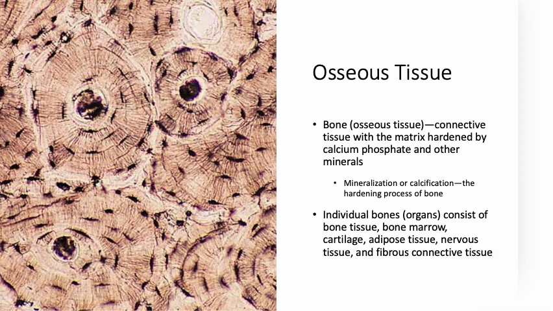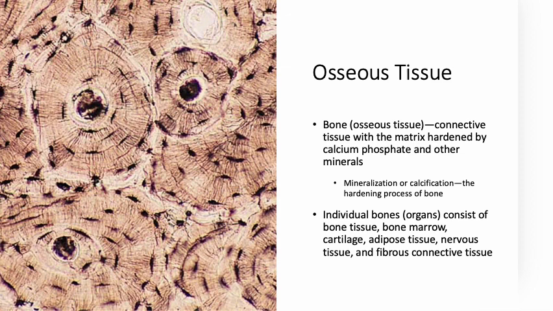So bone tissue is also called osseous tissue. Osseous just means of bone. And it's a connective tissue with the matrix hardened by calcium phosphate and other minerals. So it's a tissue that has been hardened because it has lots of calcium in it. Mineralization or calcification is just a process of bone hardening, and bone hardens after it's formed. It has to mature and become hard. So it mineralizes or calcifies after it's been created.